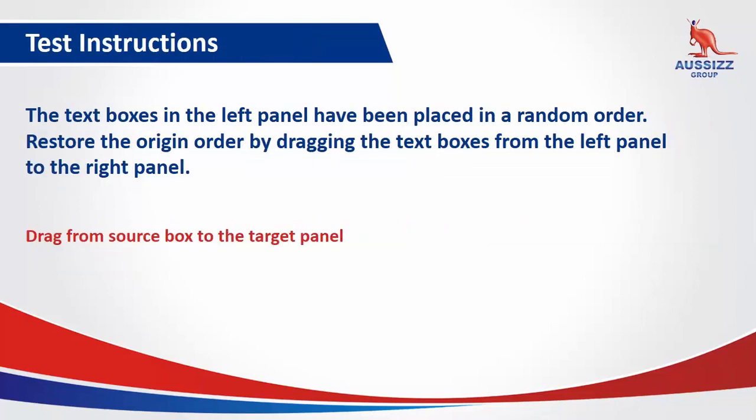Here is exactly what you will see when you encounter such a problem. The text boxes in the left panel have been placed in a random order. Restore the original order by dragging the text boxes from the left panel to the right panel. Drag the source box to the target panel.